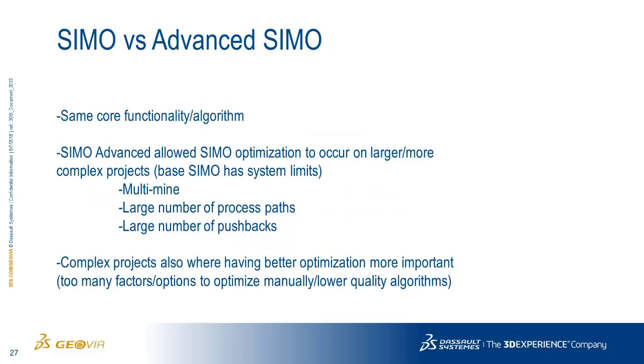So I said earlier we wanted to discuss the difference between SIMO and SIMO Advanced. And what's confusing to some users is that it's the same core functionality or algorithm, that the optimization algorithms and techniques are identical between the two. What Advanced SIMO unlocks for me is that it undoes some system limitations that we had with the base SIMO module. So the biggest and the most important one is that Advanced SIMO allows me to handle those multi-mine scenarios, okay? So when I have those multiple mines feeding into the same schedule and I want to optimize both together, that was something we couldn't do with base SIMO.